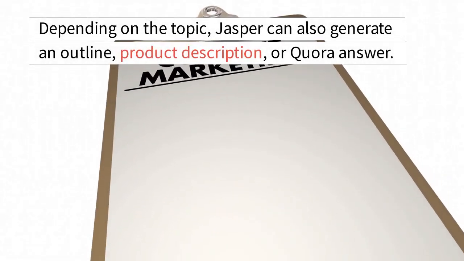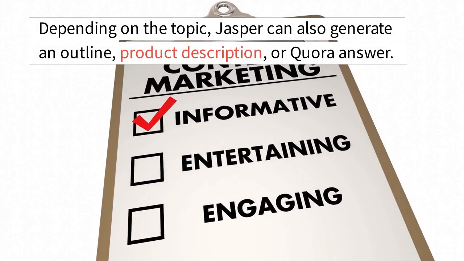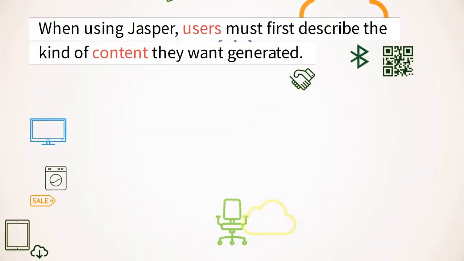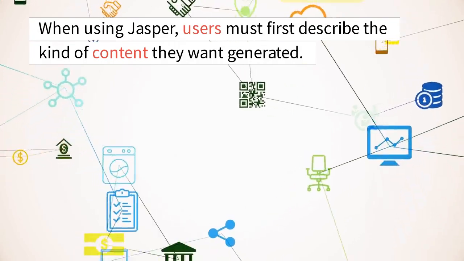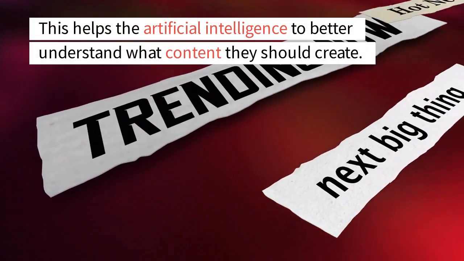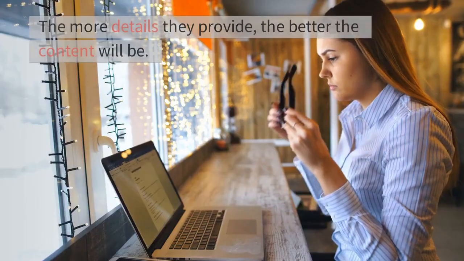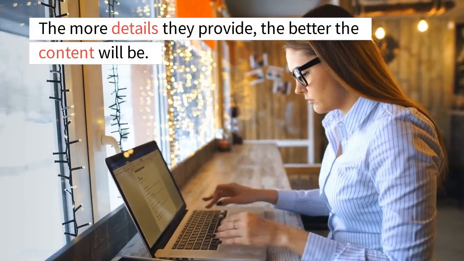Depending on the topic, Jasper can also generate an outline, product description, or Quora answer. When using Jasper, users must first describe the kind of content they want generated. This helps the artificial intelligence to better understand what content they should create. The more details they provide, the better the content will be.